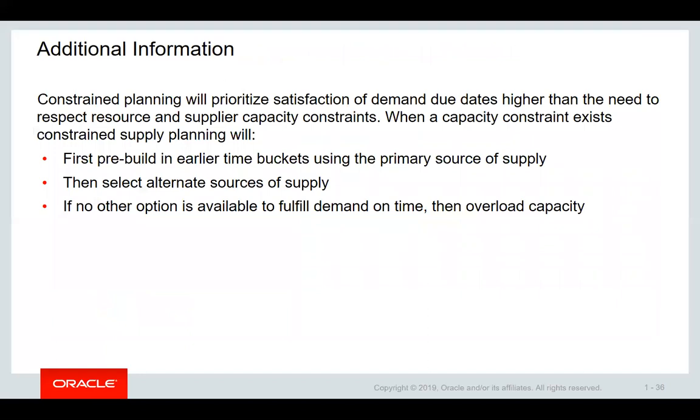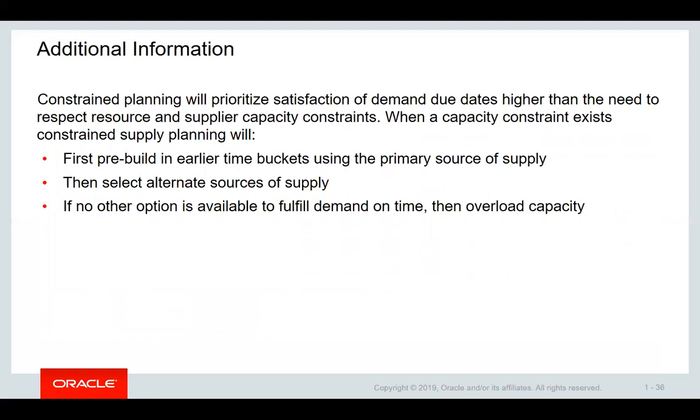Here we have some additional information related to selection of alternates. Basically, demand satisfaction carries a higher priority than the need to respect resource and supplier capacity constraints. If there exists a capacity constraint on the demand due date in the supply chain, supply planning first tries to satisfy the demand in an earlier time bucket using the primary sources of supply.